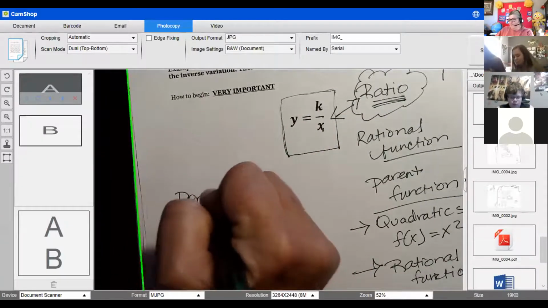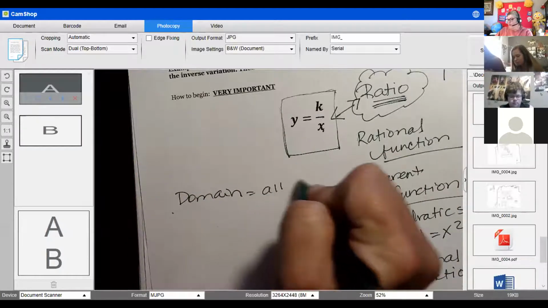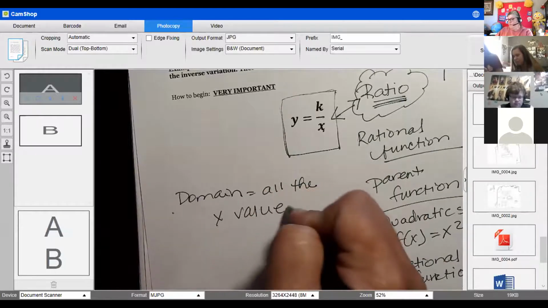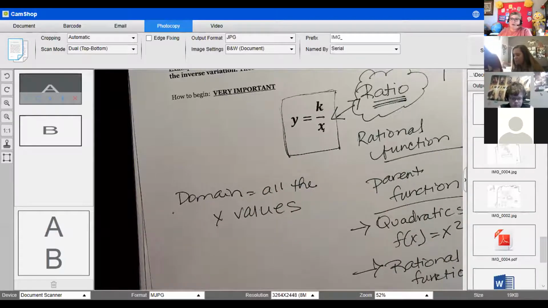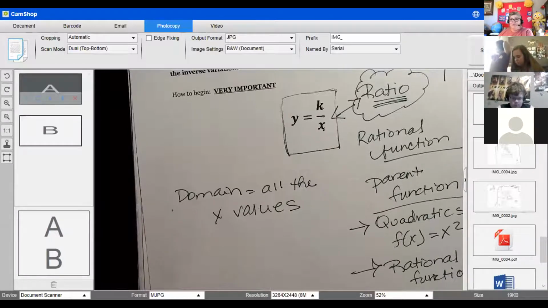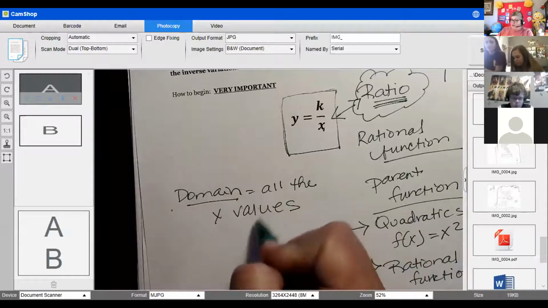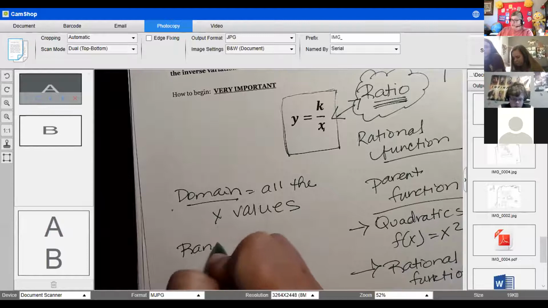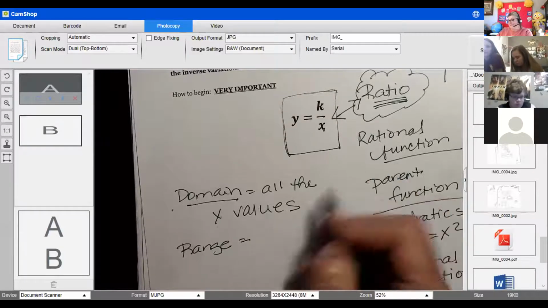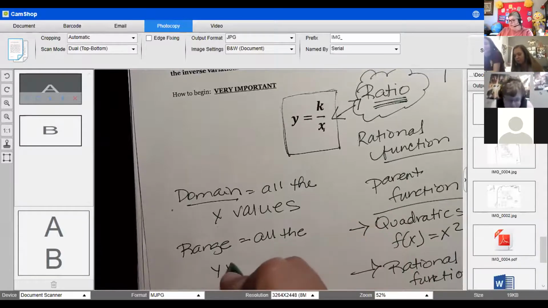So let's look at domain. Domain is simply all the x values. So any value that x can be is your domain. If domain is all of your x values, what do you think range is? All your y values. Yep, all the y values.